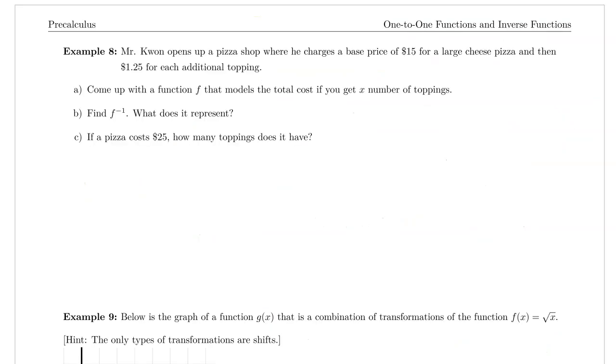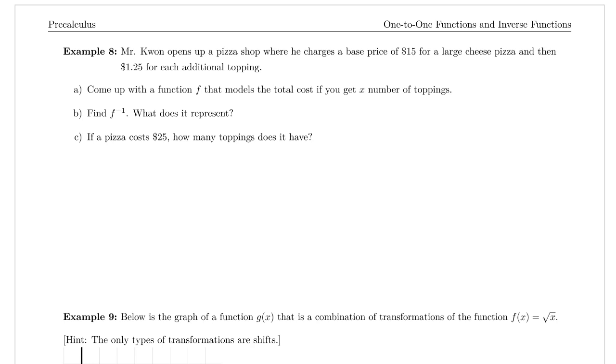Example 8 says Mr. Kwan opens up a pizza shop where he charges a base price of $15 for a large cheese pizza. $50 would be a lot. And then $1.25 for each additional topping. Part A says come up with a function f that models the total cost if you get x number of toppings.